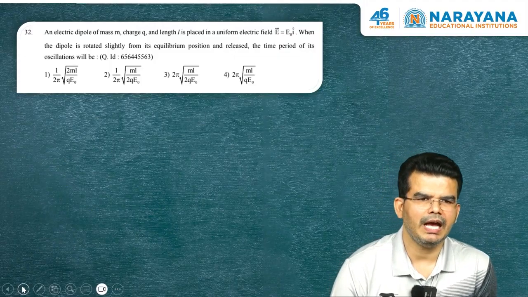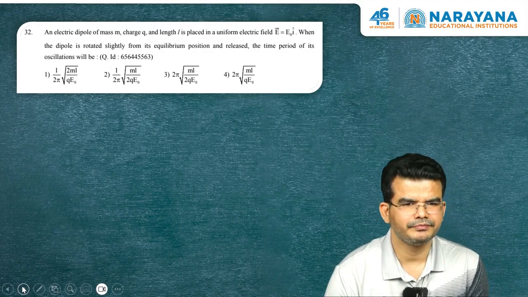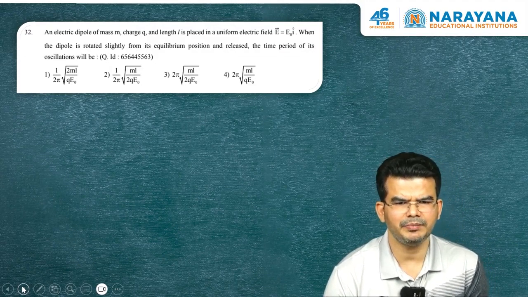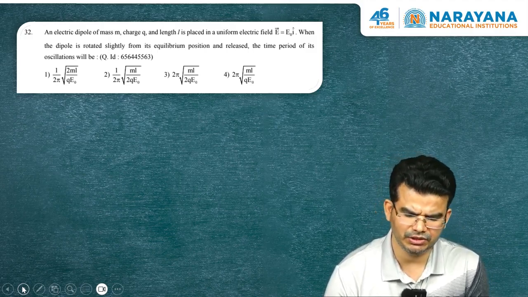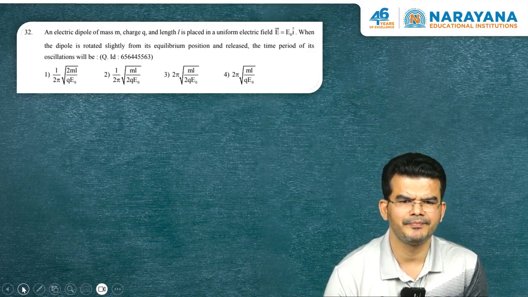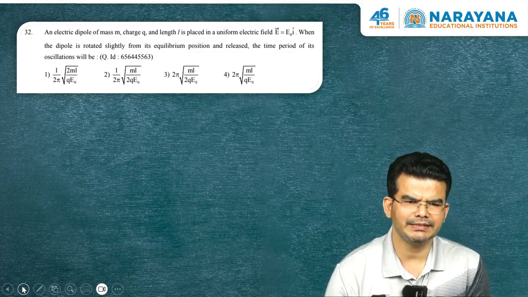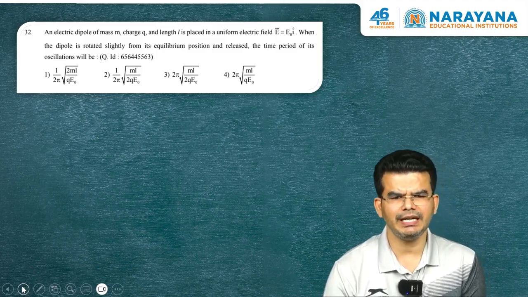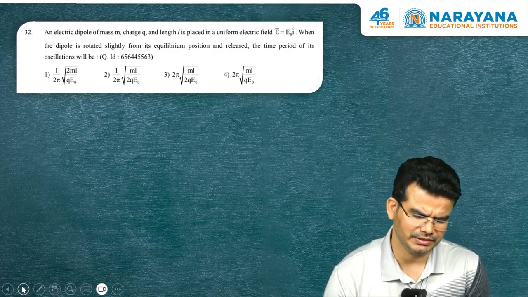An electric dipole of mass m, charge q and length L is placed in a uniform electric field E equal to E naught i cap. When the dipole is rotated slightly from its equilibrium position and released, what is the time period of its oscillation? Very simple question.